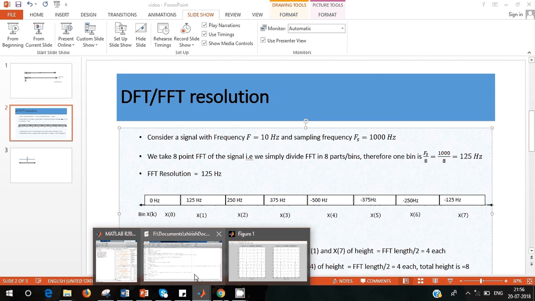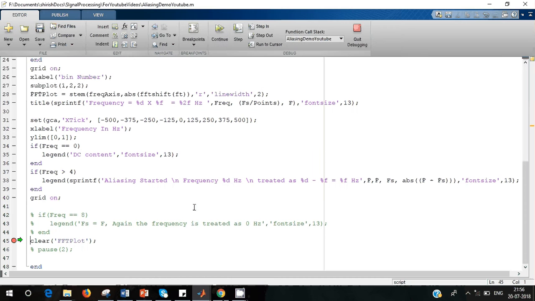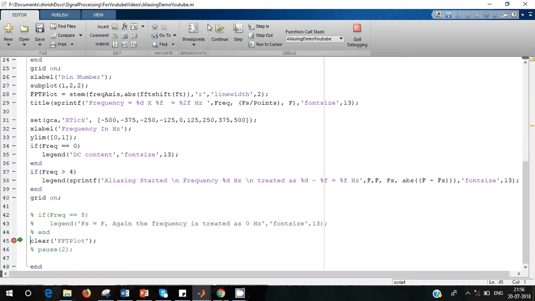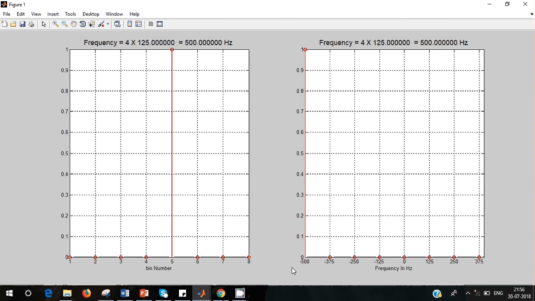Next is the fourth bin, which is 375 hertz. And now like this, if you go, now it is 500 hertz. Now, as I told you, there is no positive frequency side available in your bin, which can represent positive 500 hertz. So there is only one bin.